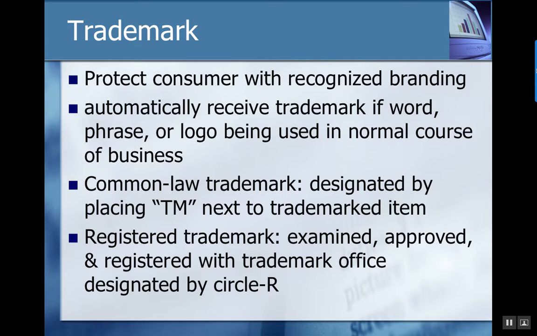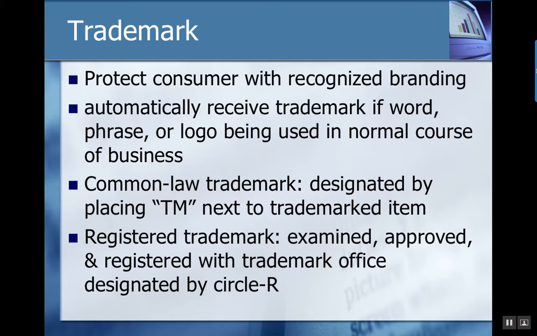So a trademark is protection of recognized branding. All right. Trademarks are automatically generated if a word, phrase, or logo is being used in the normal course of business. So with a common law trademark, you put a TM next to the title of whatever the trademark item is. You'll see a real tiny little TM on it. Now that's the common law trademark.